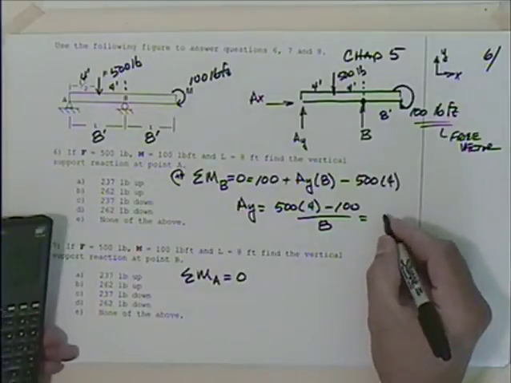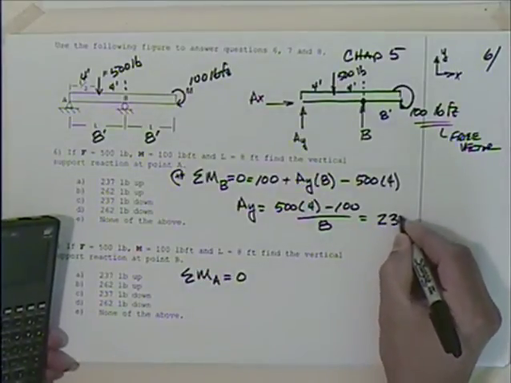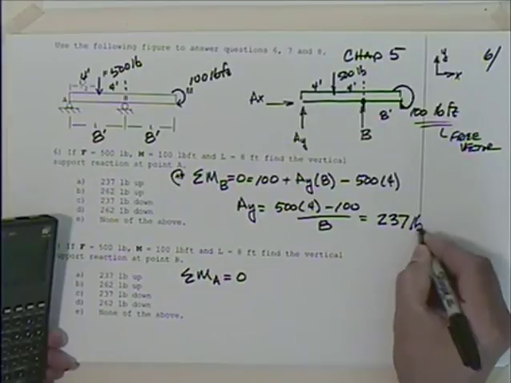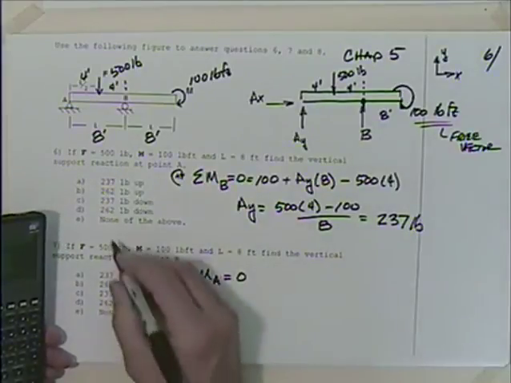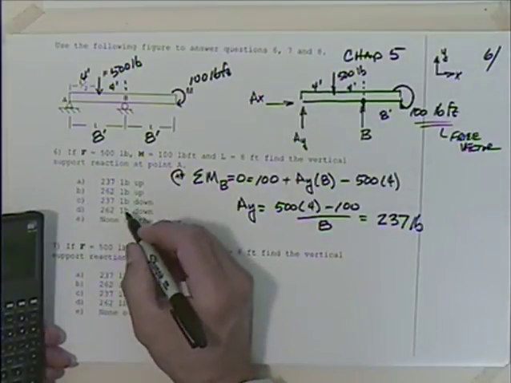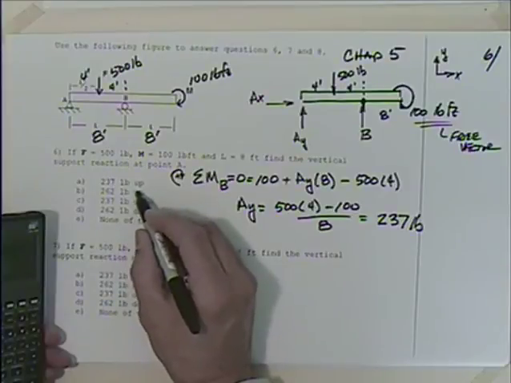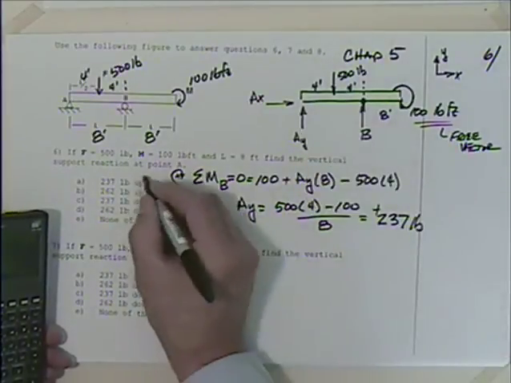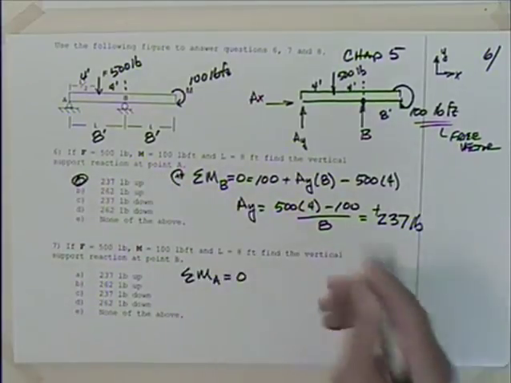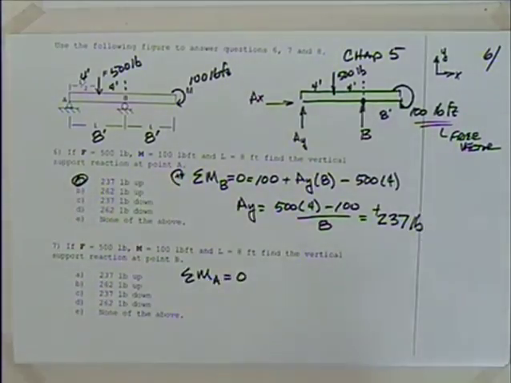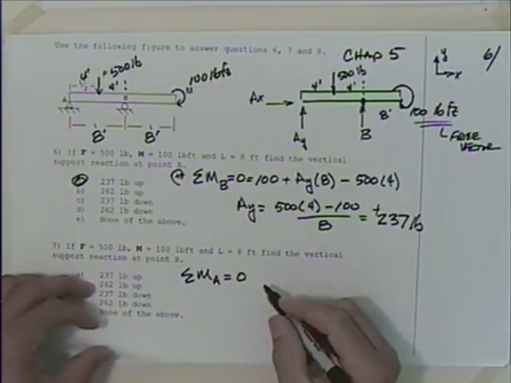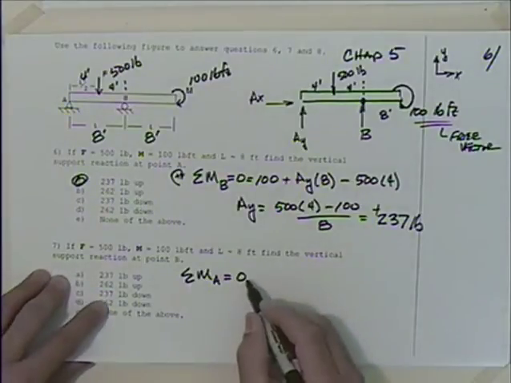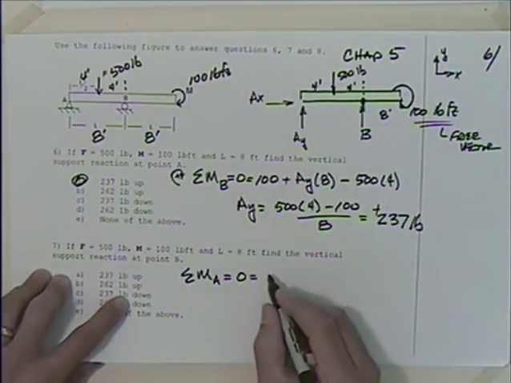So we've got 237 pounds. Yeah, 237. So an answer, pounds up, down. Let's see, it's positive. We drew this positive, so it would be up. So the answer would be A. Now I get down here, and I could sum the moment about A. Let's see what that looks like.